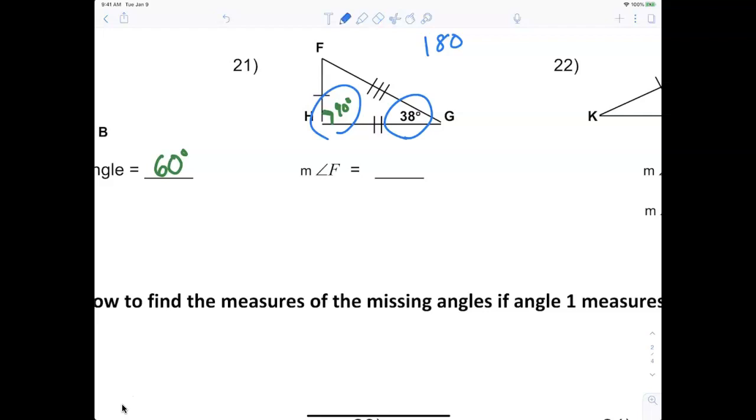So again, number 21, I was trying to tell you, I want you to add the two known angles, which is 90 degrees and 38 degrees. When you add that together, that's 128 degrees. Now remember, the angles of a triangle always add up to 180. So if you have two angles and you want the third angle, you have to subtract from 180. So 180 minus 128, borrow, and then 7 minus 2 is 52. So angle F is 52 degrees.